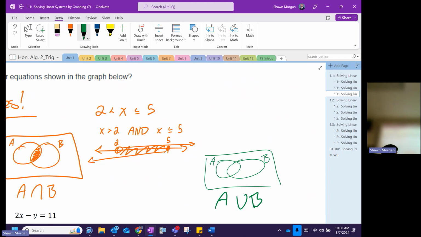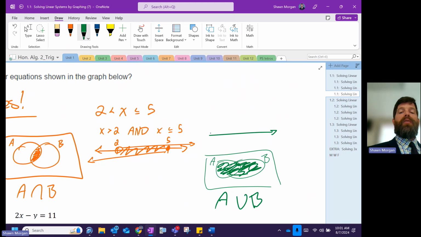Okay, so would this be considered part of the union class? No. Would this? Yes. Would this? Yes. Would this? Excellent. So we don't use the word and, we use the word or. And so this would be visually what the union of two sets looks like.